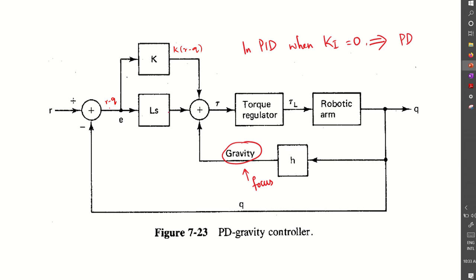Then here it goes to LS. S stands for differentiation. Therefore, L into R dot minus Q. When Q is differentiated with respect to time, it becomes V. Then it comes here, and the gravity part is compensated, meaning the effect due to gravity is eliminated, and the torque regulator has input and gives out the regulated load torque. That is PD gravity control.